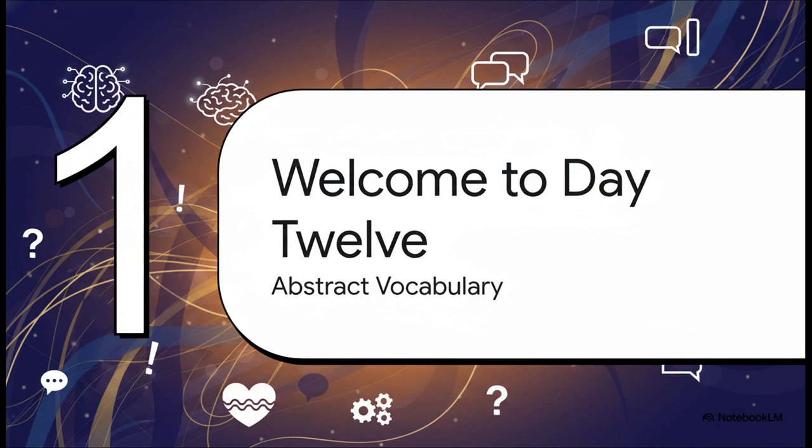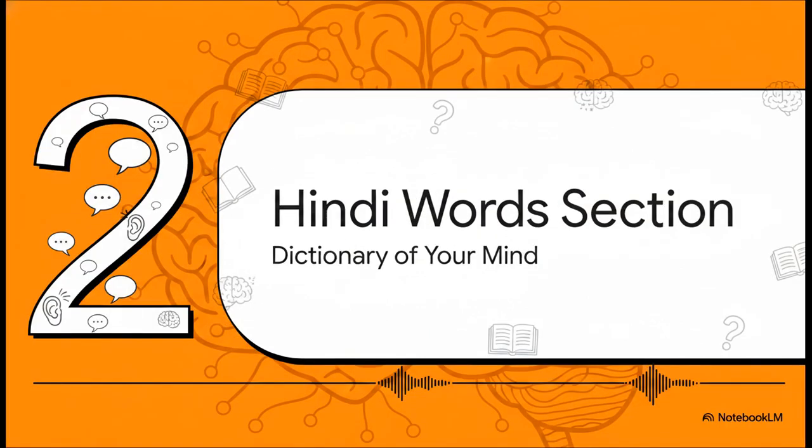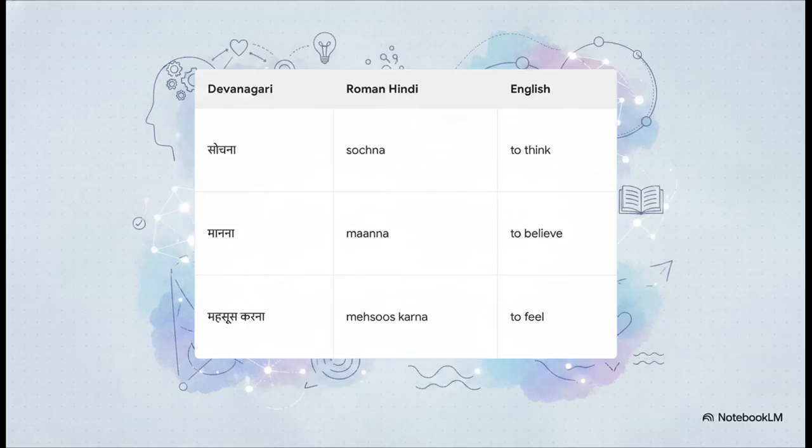Section 1. Welcome to day 12, where we are focusing on abstract vocabulary. Moving right along to Section 2, the Hindi words section. Think of this as building the dictionary of your mind. Let's start with some key verbs. Our first one is to think, which is sochna. I'll give you a second to say that out loud.